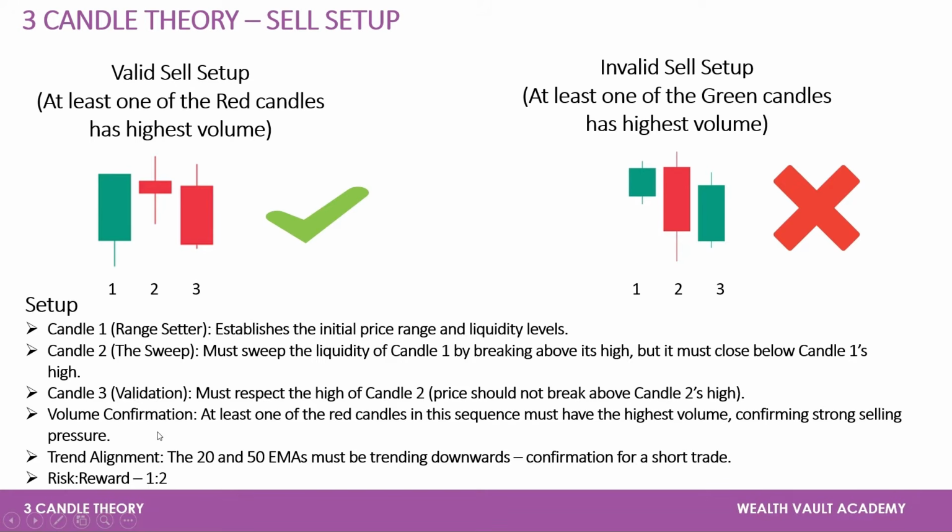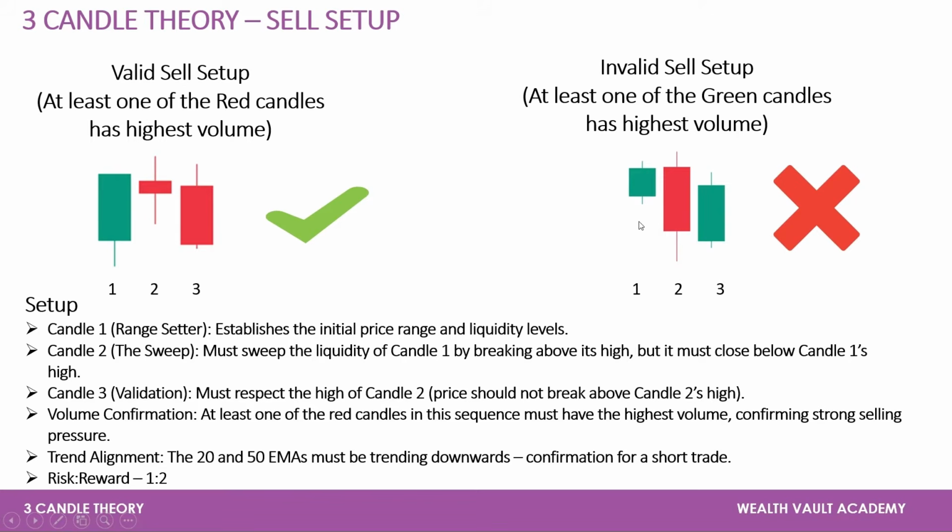Now, volume confirmation. Out of these three candles, any of the red candles must have the highest volume out of the three. So it confirms strong selling pressure. Then trend alignment. The 20 and 50 EMA must be trending downwards. This gives confirmation for a short trade. Again, here also we will follow a risk reward of 1 to 2.